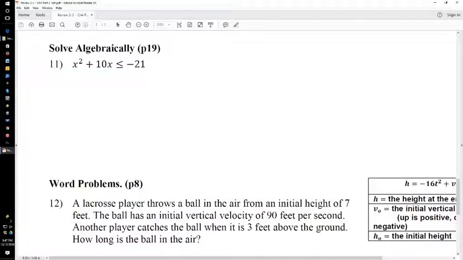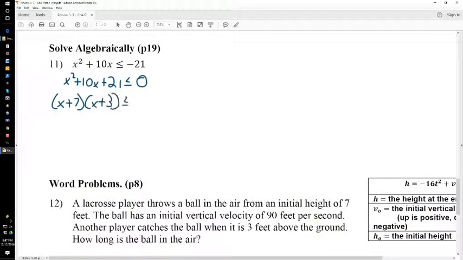So you get them all to one side, you get x squared plus 10x plus 21 is less than or equal to 0. And again, I'm going to factor this. Two things that multiply to 21 but add up to 10 are 7 and 3. So that's x plus 7 and x plus 3 is less than or equal to 0. And then if I set them equal to 0, x plus 7 equals 0 and x plus 3 equals 0, I get x equals negative 7 and negative 3.